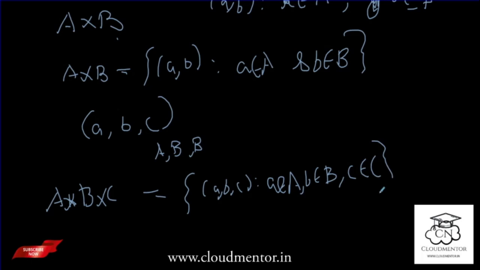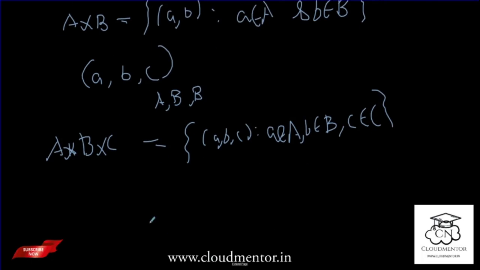An ordered pair and an ordered triplet are also called a two tuple and a three tuple. An ordered pair is known as a two tuple, while an ordered triplet is called a three tuple. Okay, that's for information respectively.